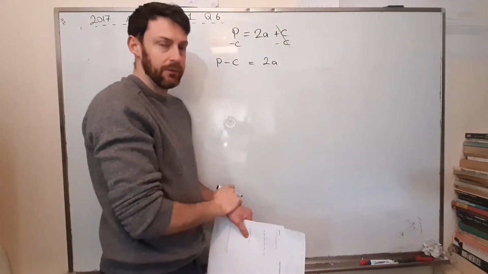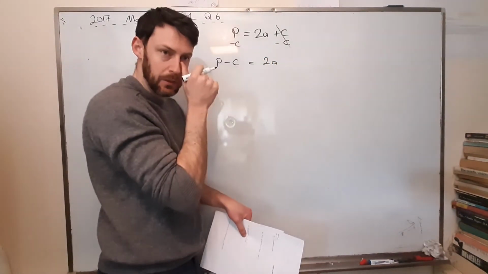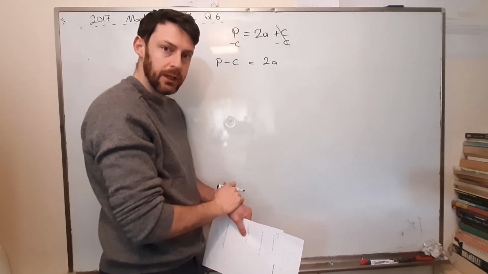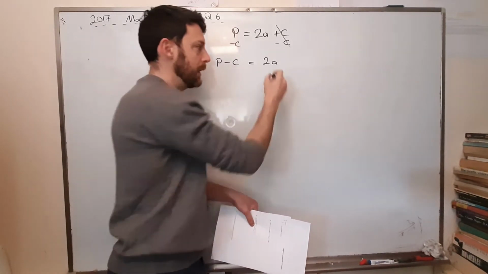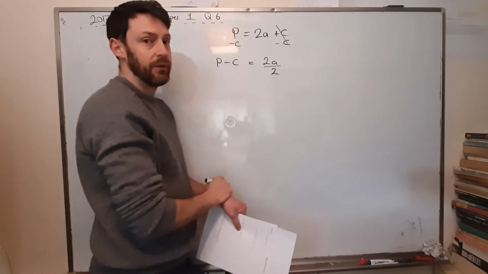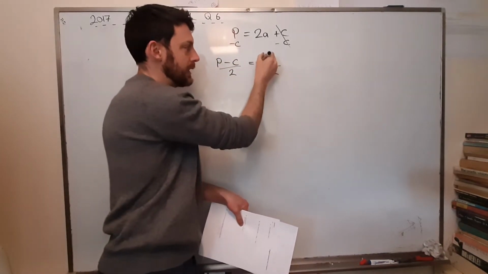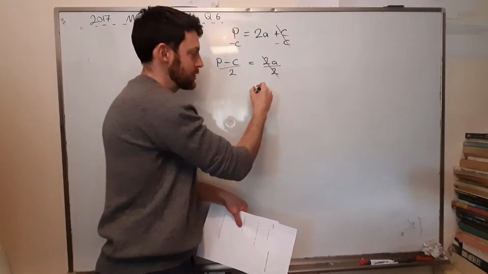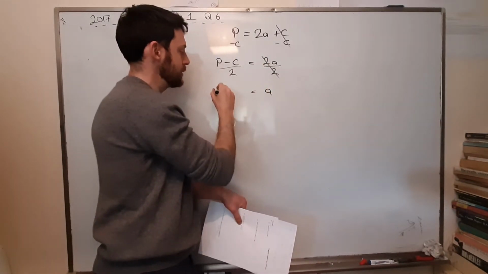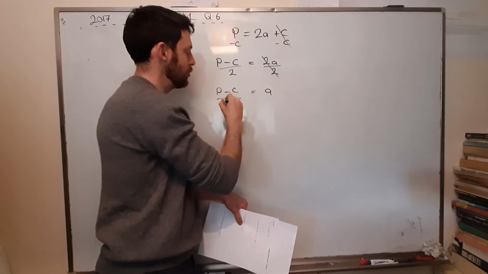Okay, so now I've almost got the A on its own, but I need to now get rid of the 2. Next thing I'll do to get rid of the 2 is divide by a 2. Okay, so if I do it to the right, I must do it to the left. Now they will cancel, those 2's, sorry, and I'll be left with A is equal to P minus C all over 2.